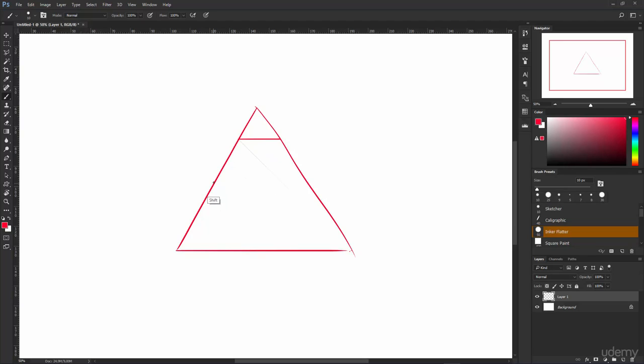And the triangle is made of three parts. It's kind of in order of importance, right? At the bottom, we have shape. In the middle, we have form. And at the top, we have details, all right?